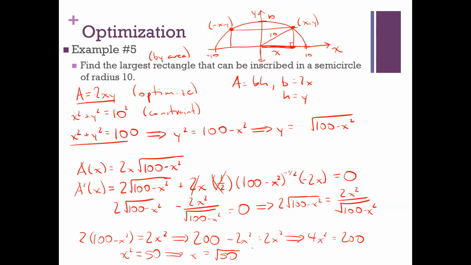So if x is equal to the square root of 50, what's the area of the largest rectangle that I can fit inside this semicircle? If x is radical 50, what's y equal to? Also square root of 50, right? So that means my area is equal to 2 times square root of 50 times square root of 50, which is 100.